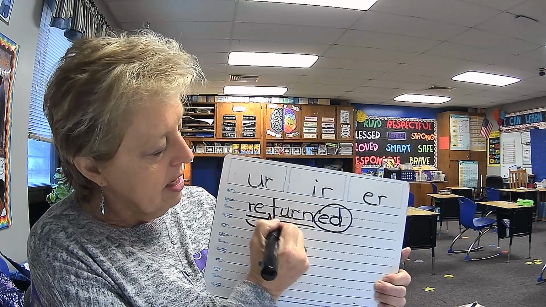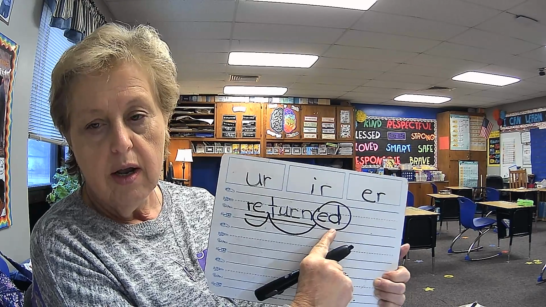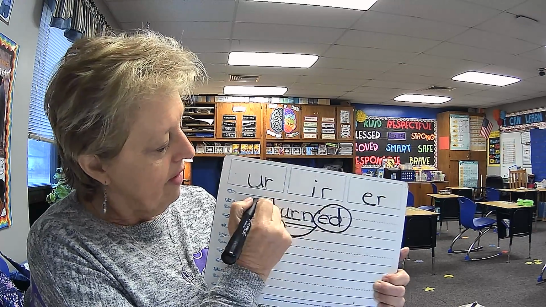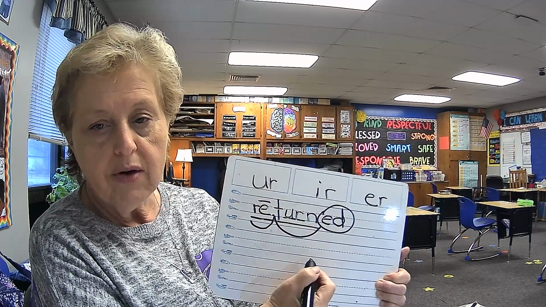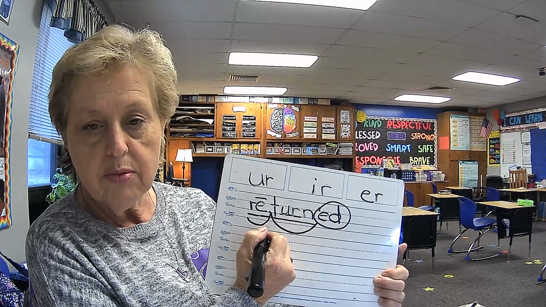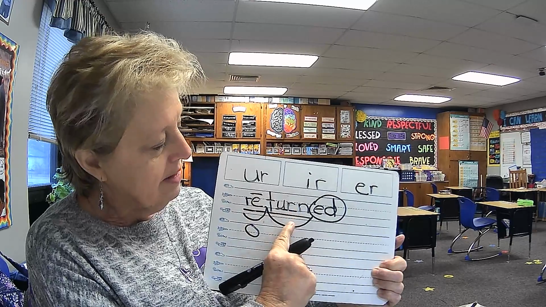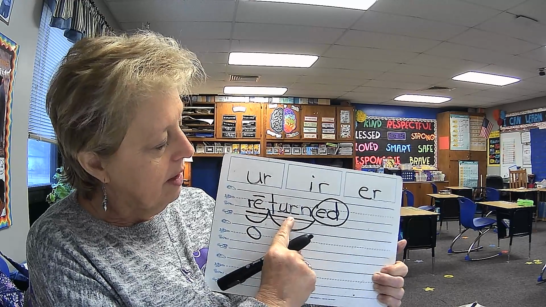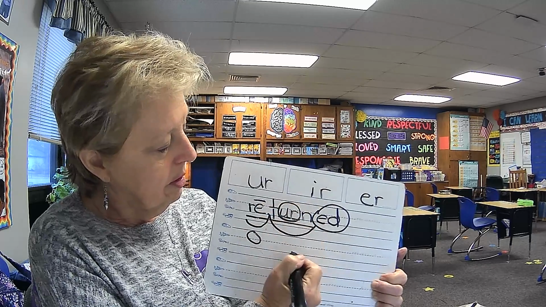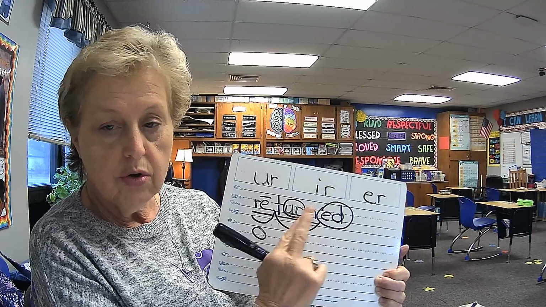Scoop it. Return. And remember, we do not ever scoop the suffix. Return. We have a long vowel, so put a macron over the E. And that kind of syllable is what? Open. And the second syllable, it has a UR. We have to circle the UR. And that is what kind of syllable? R controlled.